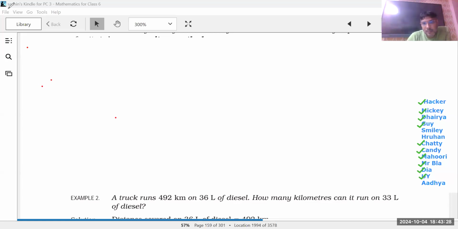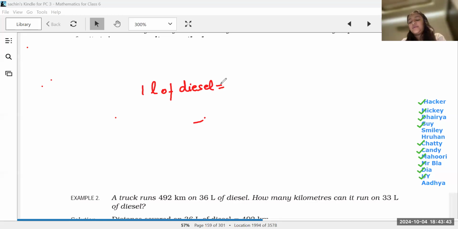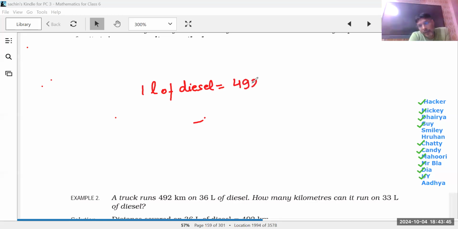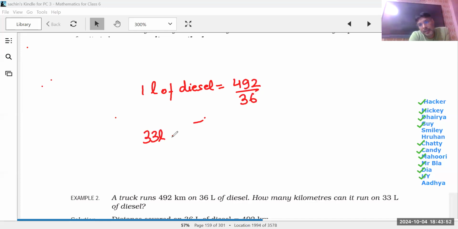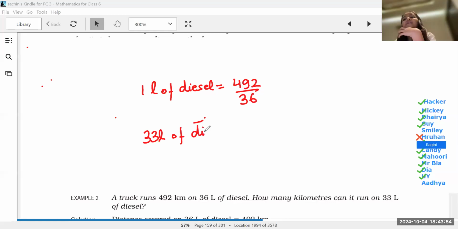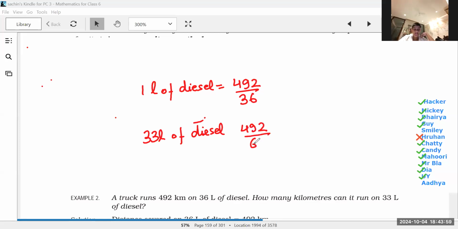Smiley, what about you? Sir, it is difficult. I can't do it. Beta, what's difficult? You tell me how much will it travel in 1 liter of diesel? 492 divided by 36. And how much will it travel in 33 liters of diesel?